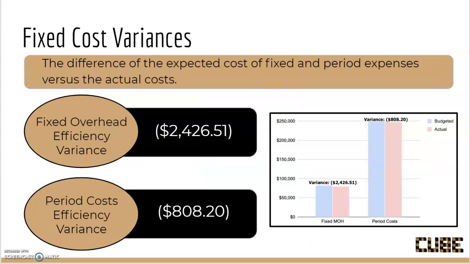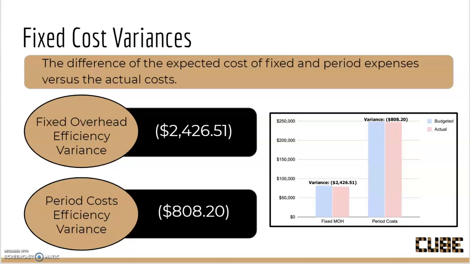Next, I will present the fixed cost variance. This is also managed by the production department. It is the difference of the expected cost of fixed and period expenses versus the actual cost. The calculation of fixed overhead efficiency was made by the difference between budgeted fixed manufacturing overhead and actual manufacturing overhead. Therefore, it is negative $2,426.51, so it is unfavorable.